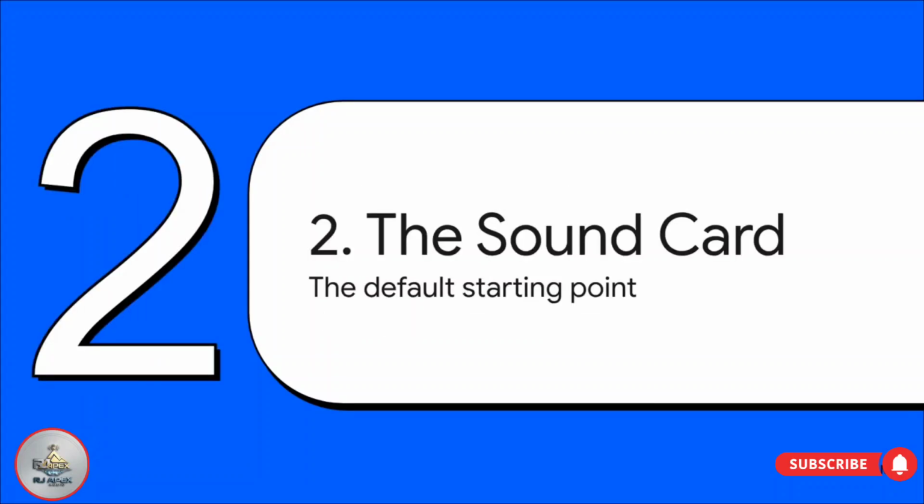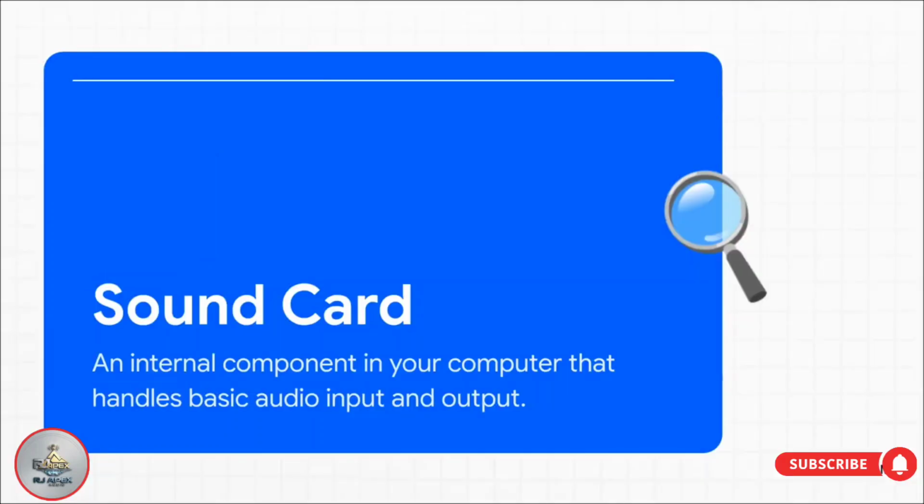All right, let's kick things off with the default starting point. This is the piece of gear that pretty much everyone already has, even if you don't realize it. I'm talking about the sound card. So what is it? Well, it's this little chip that lives on your computer's motherboard, and it's responsible for basically everything you hear. It takes all the digital ones and zeros from your computer and turns them into the analog sound that actually comes out of your speakers or headphones.